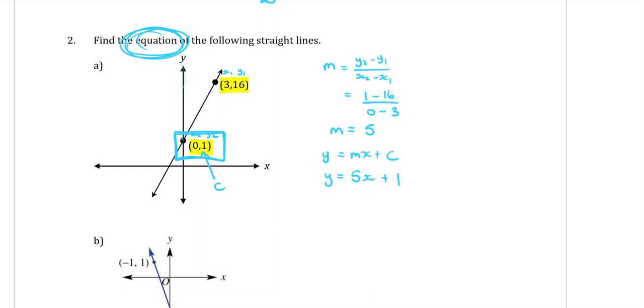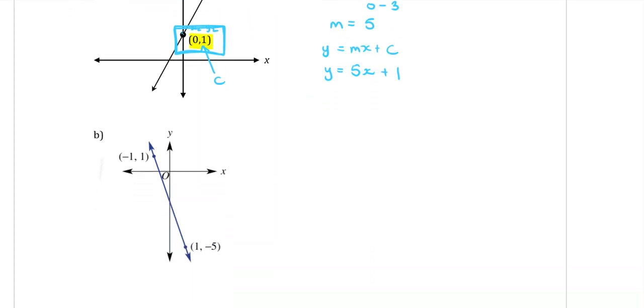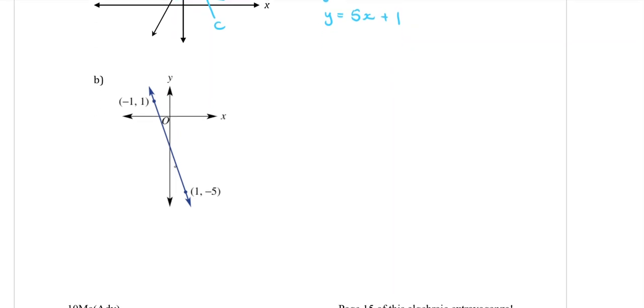However, we're not always that lucky that we're given the y-intercept on the graph. This second one, neither of those points are on the y-axis. I don't know what this value is here, so I'll have to do this one a little bit differently in the second part of the question. I'm still going to start by finding the gradient using this formula. So let's label this x1, y1, x2, y2, and then sub in. y2 is minus 5 minus y1, which is 1, over x2, which is 1, minus x1, which is minus 1. Minus 6 over 2 makes negative 3.